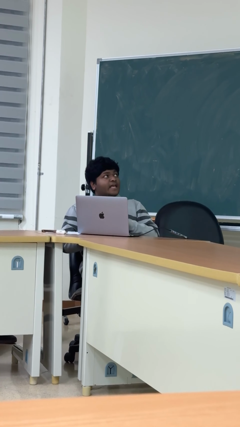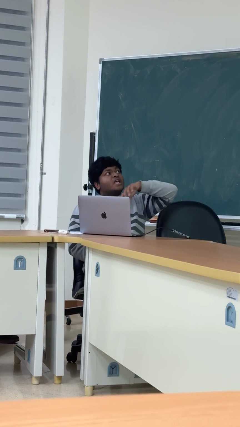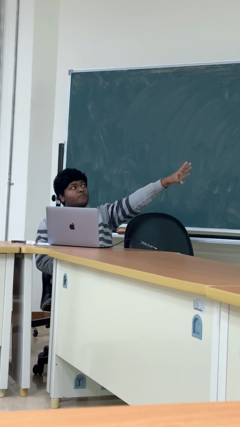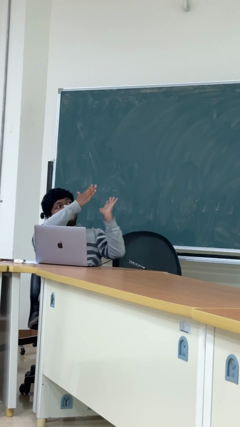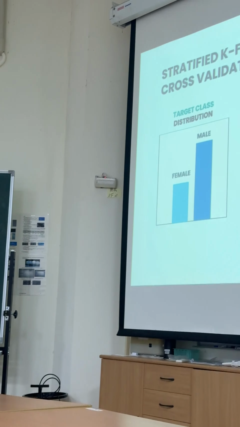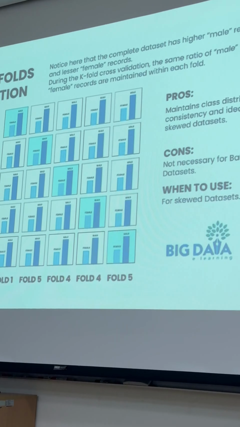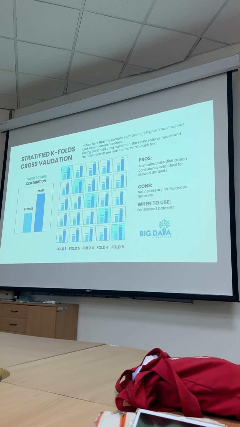What I have seen in some other papers is that they have used stratified k-fold validation. For example, here we have fewer female records and more male records. What they do is maintain the same ratio of male and female throughout 5 folds, 7 folds, or 10 folds. For my model, I've taken 10 folds, so I've done it 10 times in different combinations.